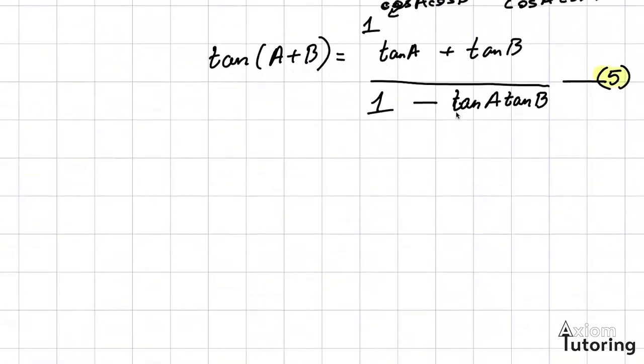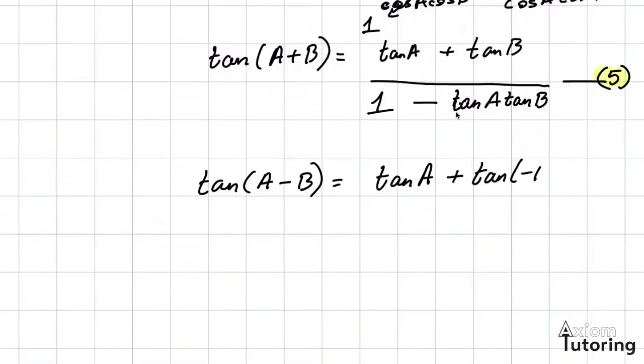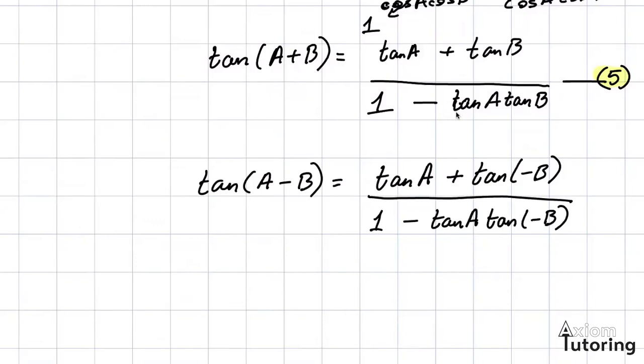Okay, if we wanted tan of A minus B, let's think of how we would rewrite our expression 5 here. So tan of A, well, that term will stay the same because A is the same. Then we have minus B instead of plus B. So we're doing plus tan of minus B over 1 minus tan A times tan of minus B.